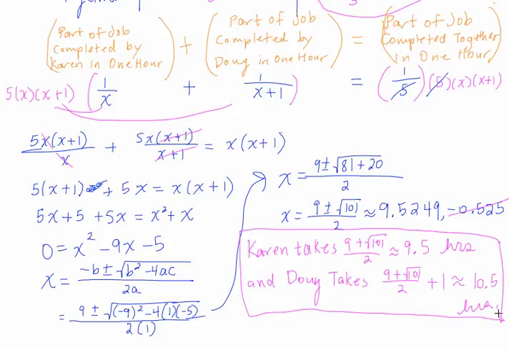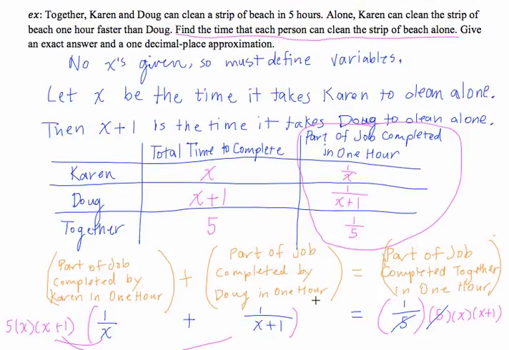So if you have a problem similar to this, this is how you would set it up to solve it. Write out the total time for each person to complete and the time for them to complete the job together. Then the part of the job they complete in 1 hour. And you make a chart and then you set up an equation using this fact. Okay, you'll need to memorize that setup there.